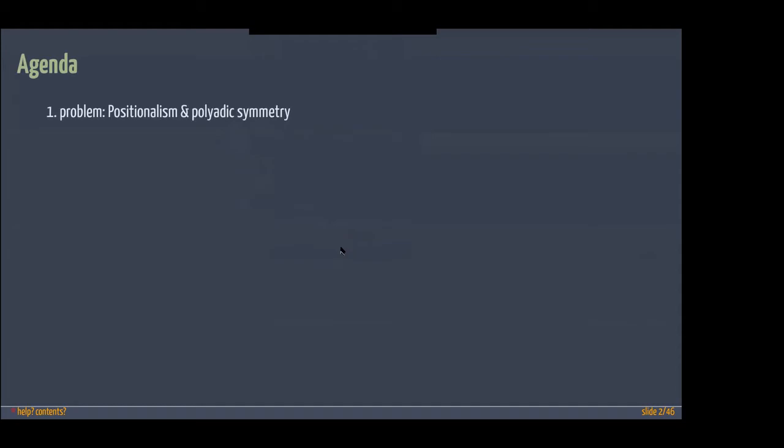So I'd like to talk today about an attack that has been brought forward by Kit Fine against positionalism, which has later been refined by Fraser McBride, and which is against a variant of positionalism, to be more precise, and how he treats polyadic symmetry. I'd like to first present the two cases, which most of you are familiar with, which are the circle case and the tug of war case by McBride.